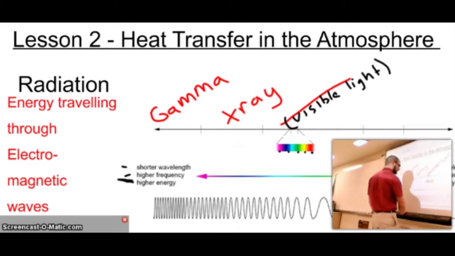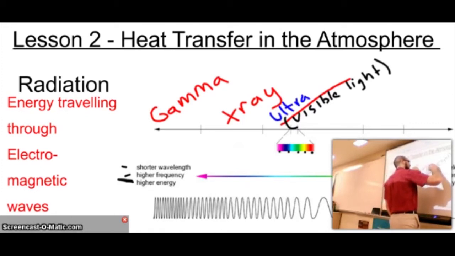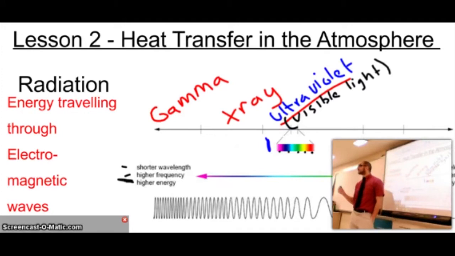UV stands for what? Ultraviolet. Ultra. So there's ultraviolet light, and that's right here, just a little bit more energetic than what we can see. And there are some little crustaceans like shrimps that can actually see ultraviolet light. Butterflies can see it too. So they're seeing colors we can't even imagine.